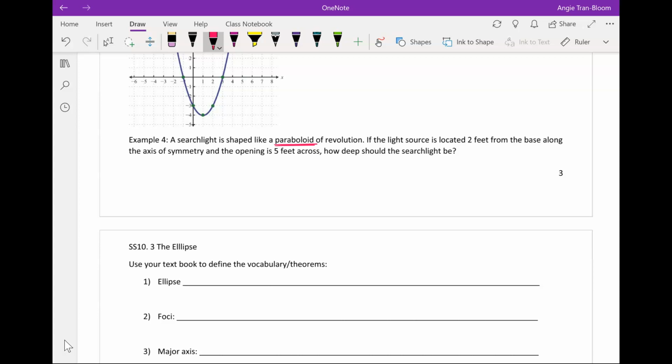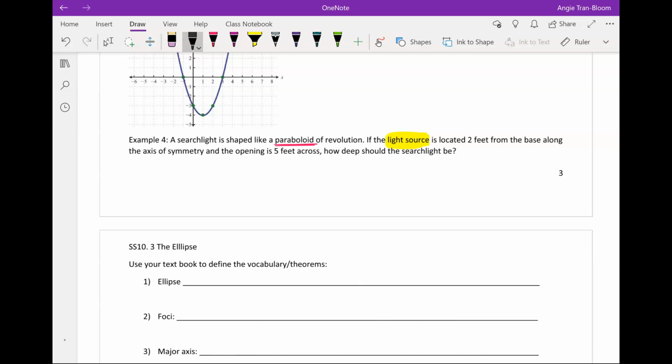If the light source is located 2 feet from the base along the axis of symmetry, and the opening is 5 feet across, how deep should the searchlight be? This is what I want you guys to know right here.